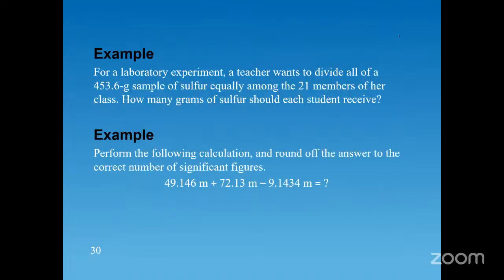In fact, here we go with examples dealing with those rules. All right. So the first example says, for a lab experiment, a teacher wants to divide all of a 453.6 gram sample of sulfur equally among 21 students of her class. How many grams of sulfur would each student receive? We all know how to do that, right? Basically, you're going to divide the mass by the number of students, right? So that you can get the mass for each student.